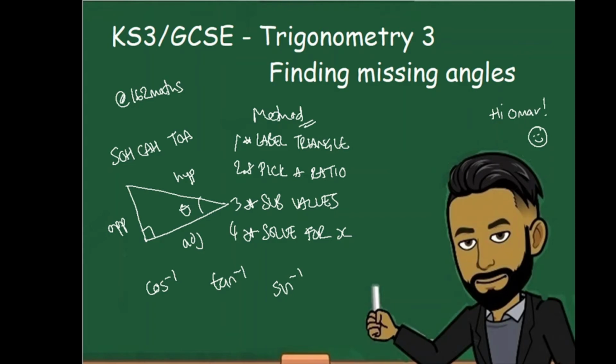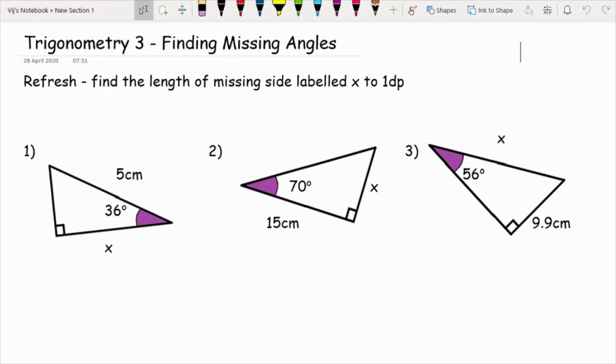So in this third video on trigonometry, we'll be looking at how we can use the trig ratios to find missing angles on right angle triangles. Before we go through how to find missing angles on right angle triangles using trigonometry, let's have a quick refresh on how to find missing sides of right angle triangles using trig.